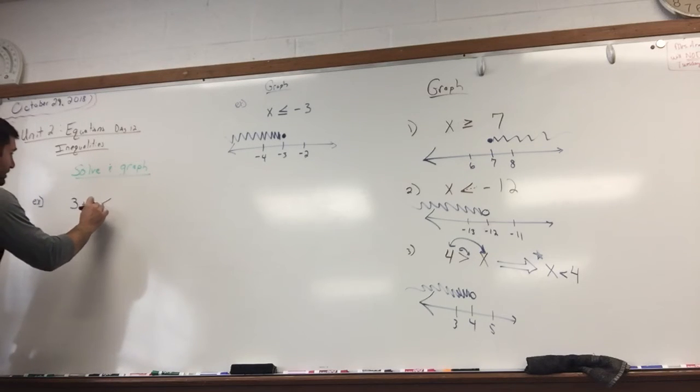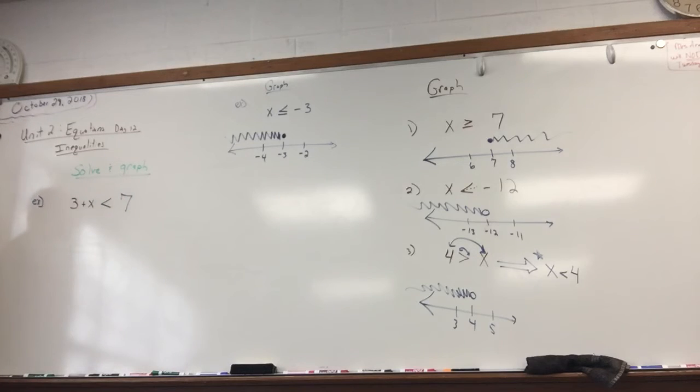3 plus x is less than 7. All of our steps stay the same. We're going to solve it just like we would solve an equation. When we solve an equation, what's our first step? What do we always need to do? It's still up there. Take a look. What do we need to do, Evan? No. When we solve an equation, what's the first step, Bianca? Isolate the variable. Not first. Abby? Evan. Find the balance point.